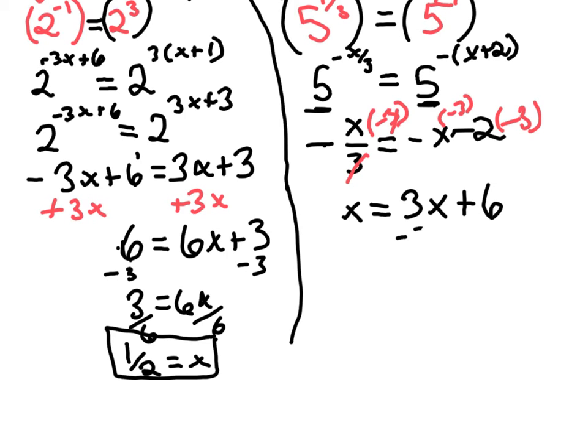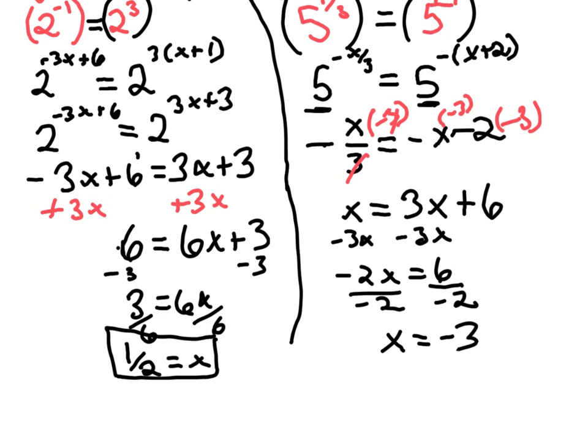And now I could subtract 3x from both sides. So I have negative 2x equals 6. Divide both sides by -2. And I end up with x equals -3.